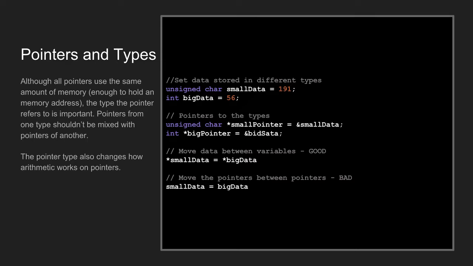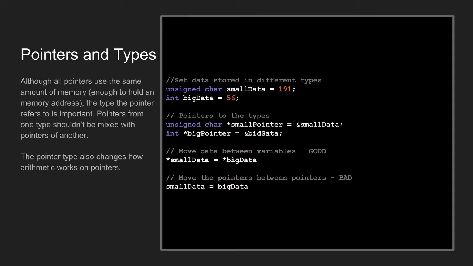So as I said, pointers have particular types, and you shouldn't go mixing them around. So say we have two variables of different types, one of an unsigned char and one of an int, and they're both containing numbers. And then we have a pointer to each of these variables. One's a pointer to an unsigned char, and one is a pointer to an integer. And there's a spelling mistake there. What we can do is dereference the pointers and then move the data between them.